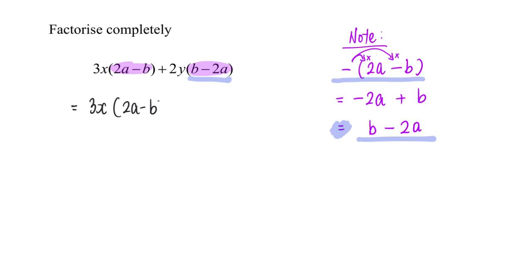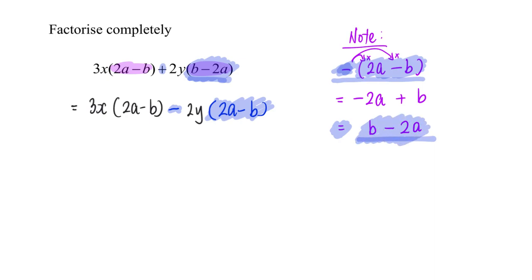This is still 2a minus b, but instead of writing plus, I'm going to have a negative sign. Still have my 2y bracket 2a minus b, because negative 2a minus b and positive b minus 2a, they are equal to each other. We can do this manipulation. We can write this down like that because they are equal.